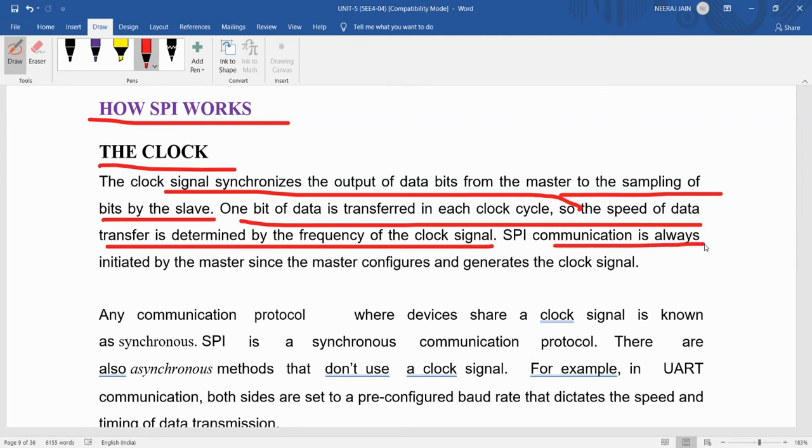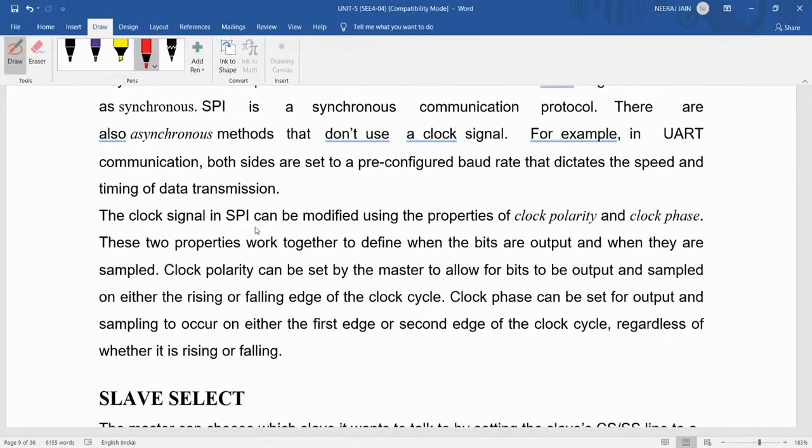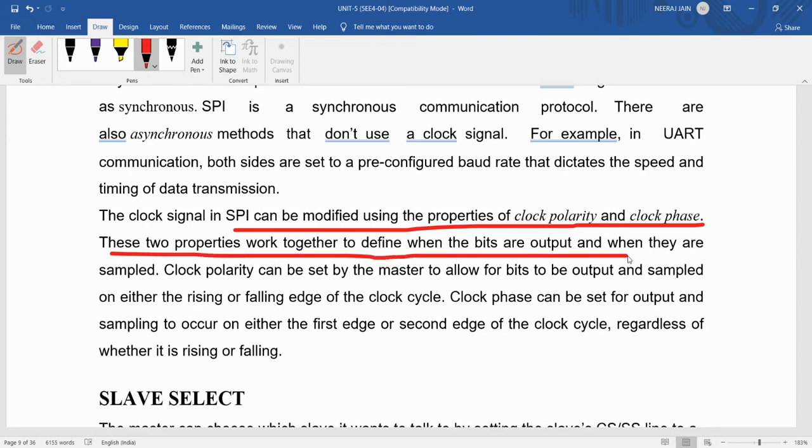SPI communication is always initiated by the master, since the master configures and generates the clock signal. The clock signal in SPI can be modified using the properties of clock polarity and clock phase. These two properties work together to define when bits are output and when they are sampled.